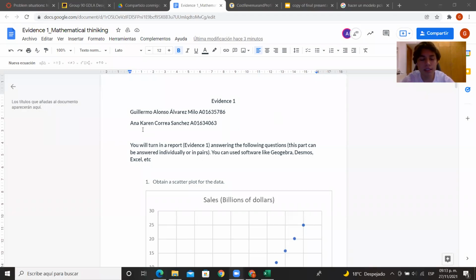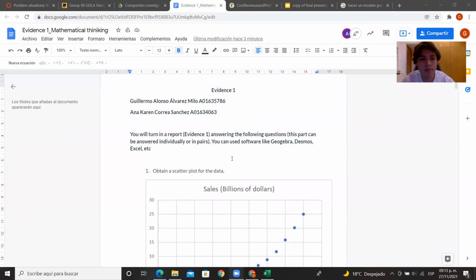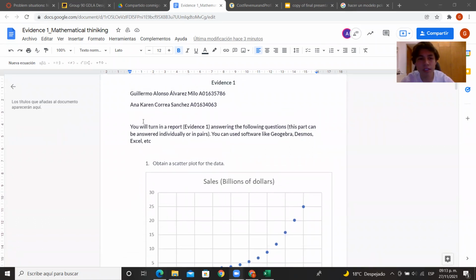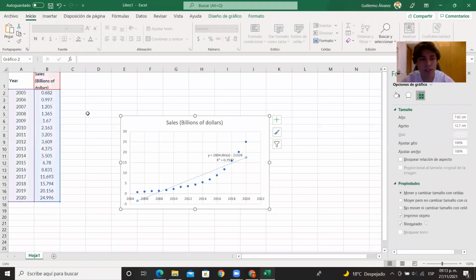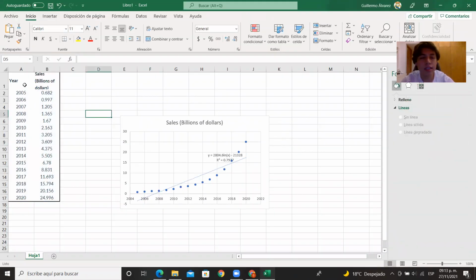I did this project, this evidence, with my partner, Ana Karen Correa Sanchez. First of all, the first question is to obtain a scatter plot of the data. What we did is pretty easy. We went to Excel, we just copied the data that the problem situation gives us, the year and the sales in billions of dollars.